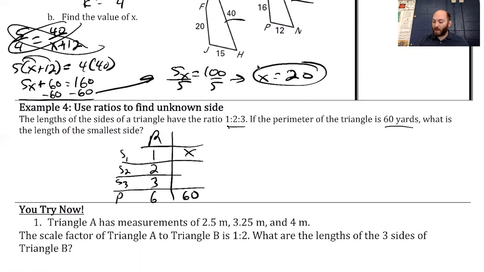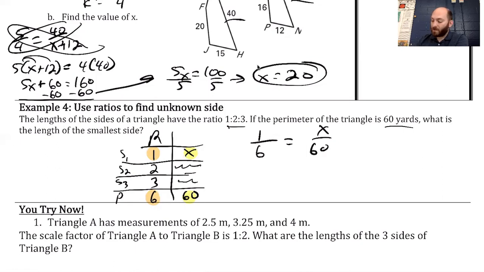I kind of just did the same box here, but I just don't care about these two pieces of information. That's how I can set this up on here. So I'm going to look at 1 over 6, 1 and 6 is going to be equal to x and 60. These are all proportional. So small side to the perimeter is equal to small side to the perimeter.